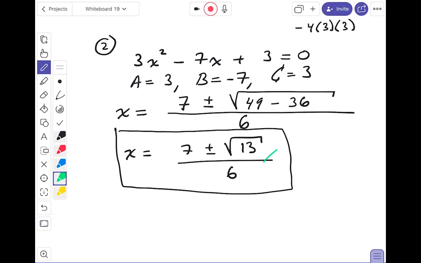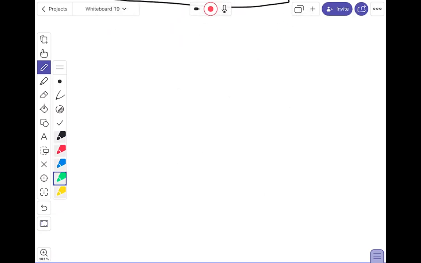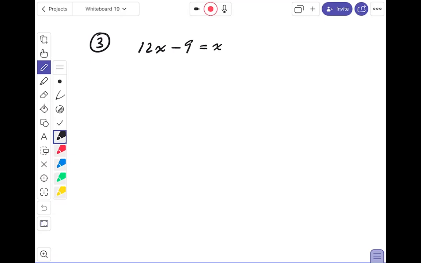And number 3 says solve by using the quadratic formula. I'll write that down for you. And it's 12x minus 9 equals x squared. Well, again, the first thing I have to do is get in that standard form. And certainly I'd like to have the coefficient on the x squared to be positive. So I'll keep it on the right side. And I'll subtract 12x from both sides. And I'll add 9 to both sides.